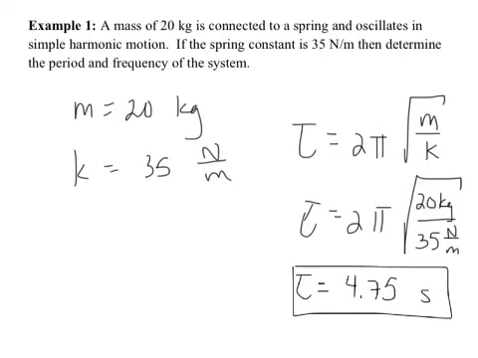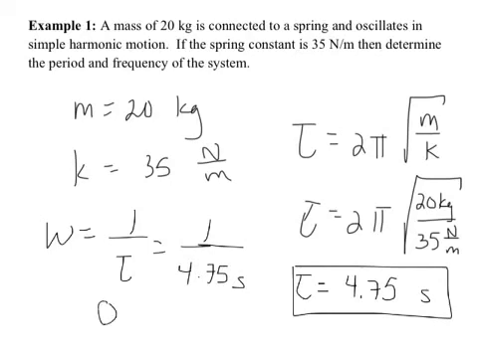Now, if we know that the period is 4.75 seconds, we could just do 1 over that to give us the frequency of the oscillations. Again, frequency equals 1 over tau, which is 1 over 4.75 seconds. And we'll see that our units are 1 over seconds, which is what we were talking about earlier. That's what a hertz is. So hertz are the units, and it's 0.211 hertz.